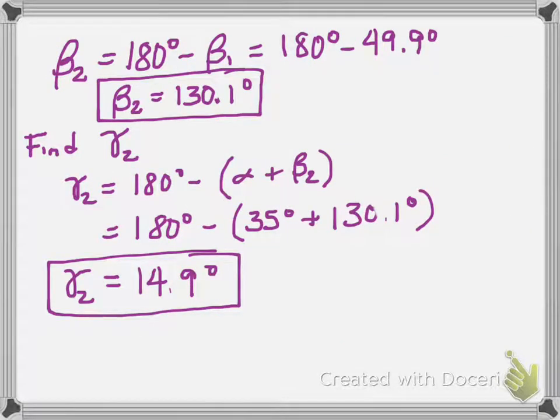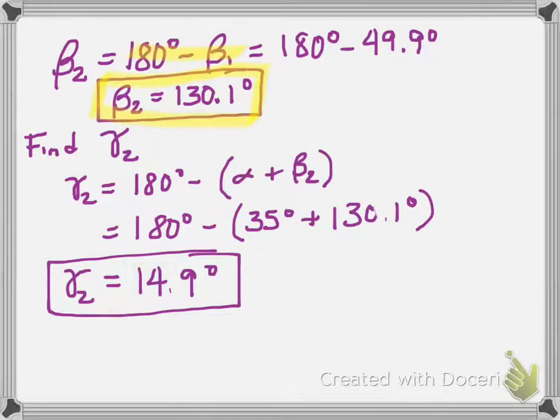Next, I'm going to solve for B2. To find B2, or beta 2, I'm going to subtract beta 1 from 180 degrees. So this is what I'm showing you right here. Beta 2 is equal to 180 minus beta 1. So I have 180 minus 49.9, which is 130.1 degrees. So here I have my beta 1.